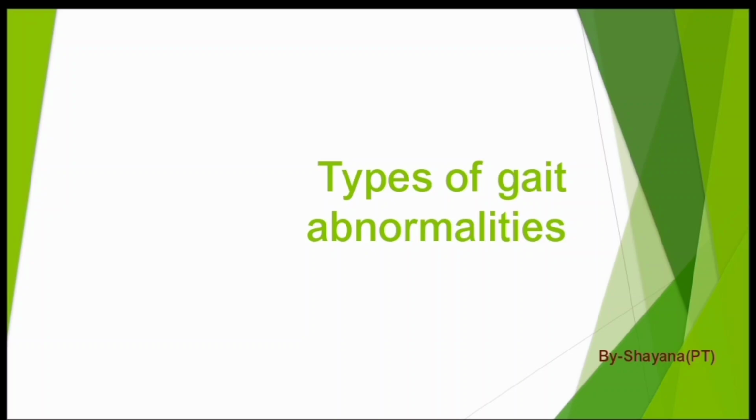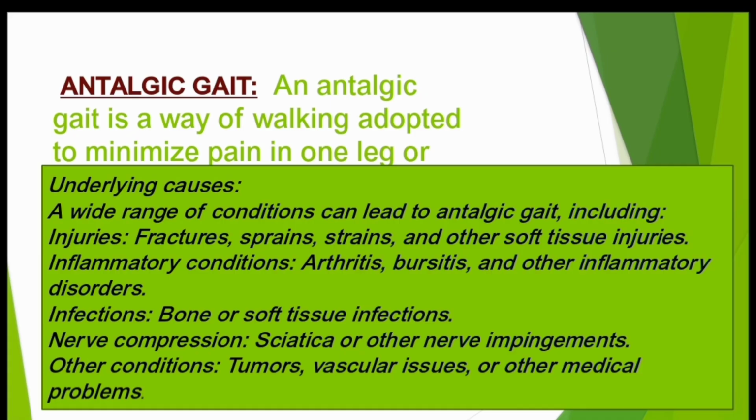Hello everyone, welcome back. Today we are going to learn about types of gait abnormalities. In detail, I'll explain some types of gait abnormalities in this video. Okay. First type of gait abnormality is antalgic gait.